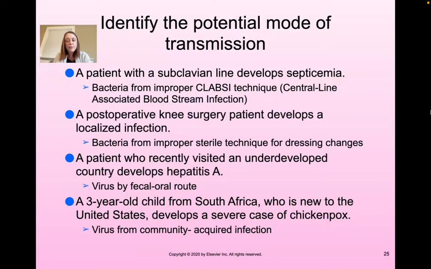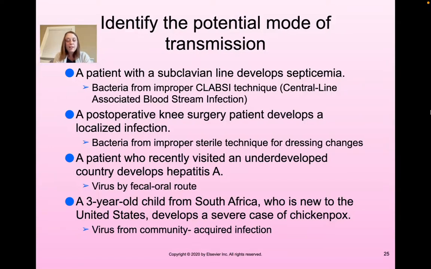So let's look at now some other examples of community acquired infections. So another example would be a patient who recently visited an underdeveloped country, and this person develops hepatitis A. So this is an example of community acquired infection. It's a virus they got by the fecal oral route. That's usually how Hep A is transmitted.